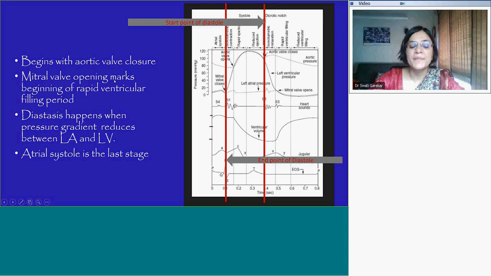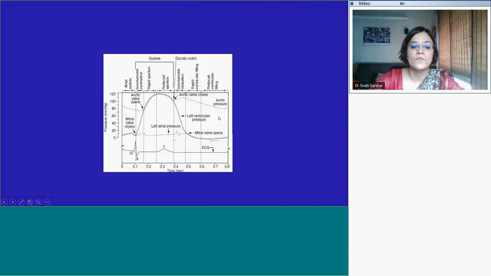So, the mitral valve opening marks the beginning of the rapid ventricular filling period. Then the period of slow ventricular filling is called diastasis. And come on this side, where the P wave is, that's when atrial systole happens. Move the video box. All right.